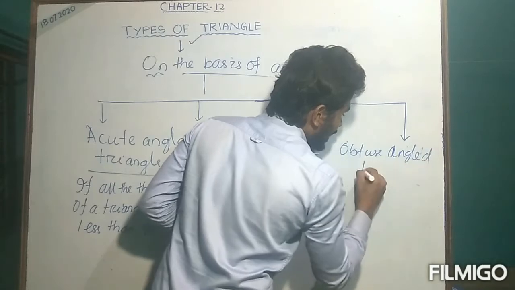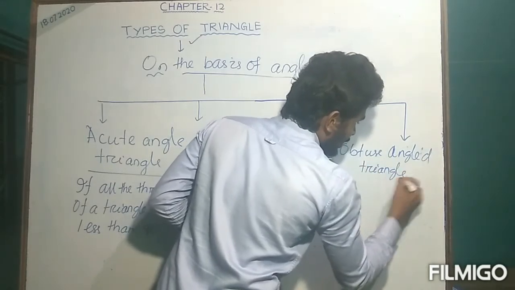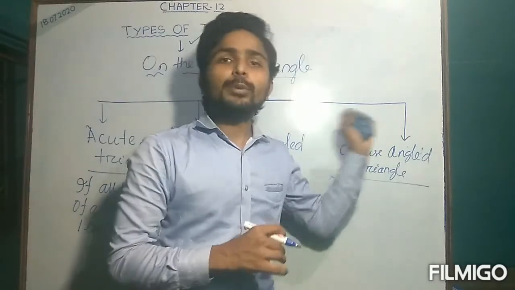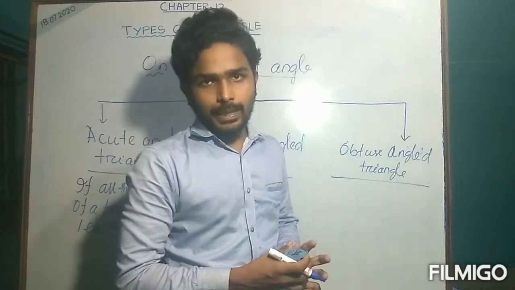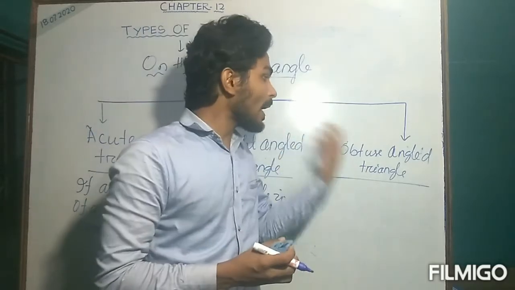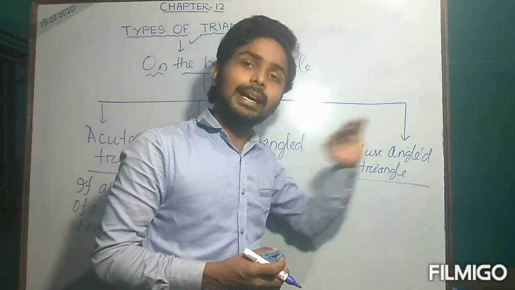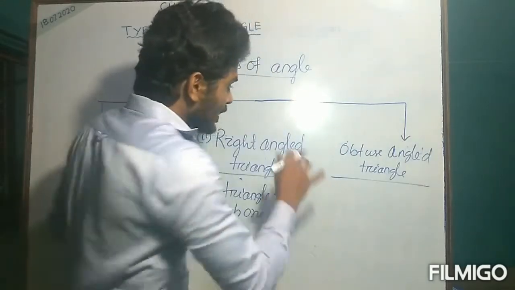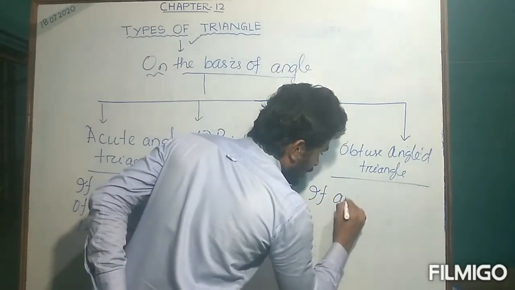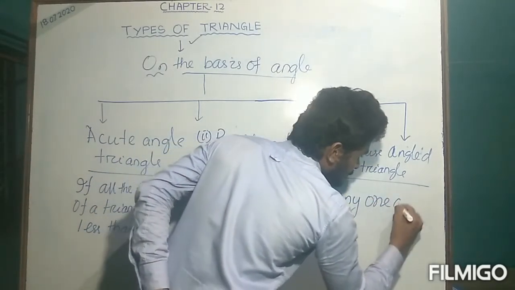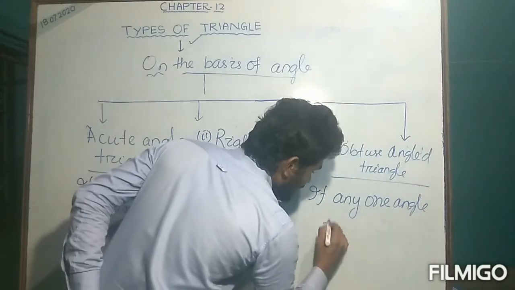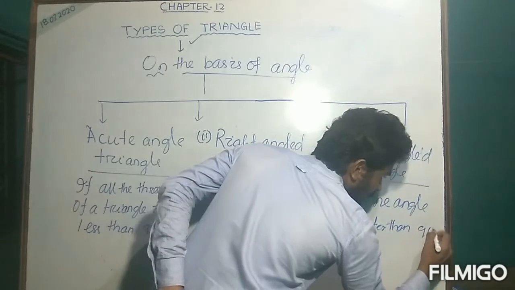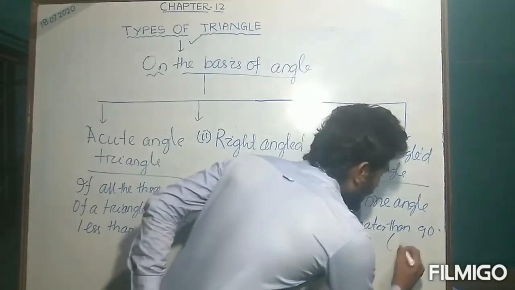Okay, obtuse angle triangle. So what is its definition? The definition is, if in a triangle any one angle is obtuse, then it is called obtuse angle triangle. If in a triangle any one angle is obtuse, meaning any one angle is greater than 90 degree, then it is called obtuse angle triangle. Okay. So I am writing this: if any one angle is greater than 90 degree, then it is called obtuse angle triangle, or you can say is obtuse.